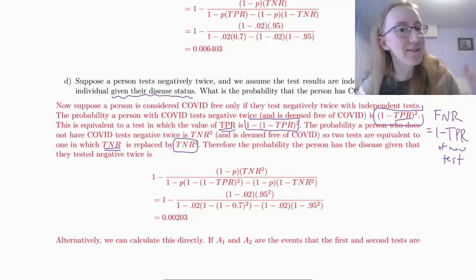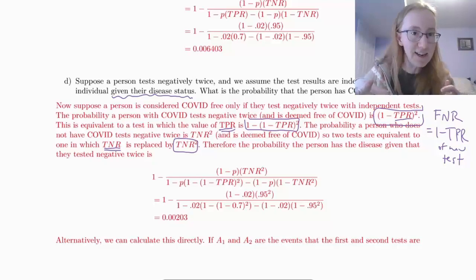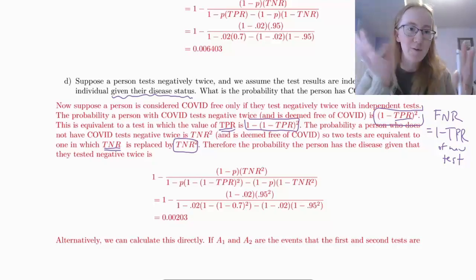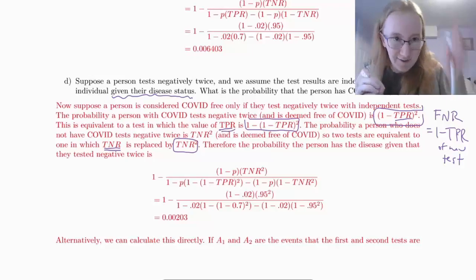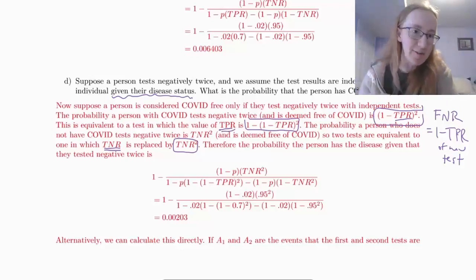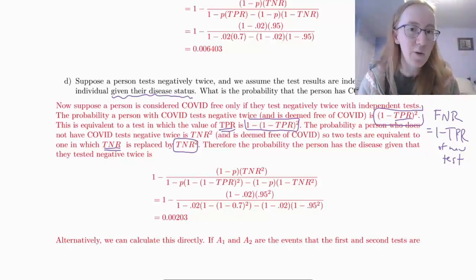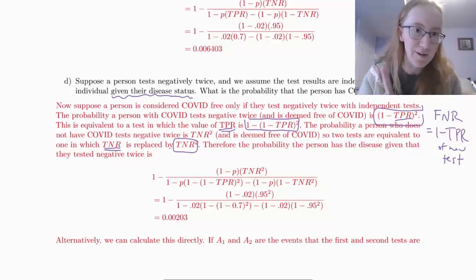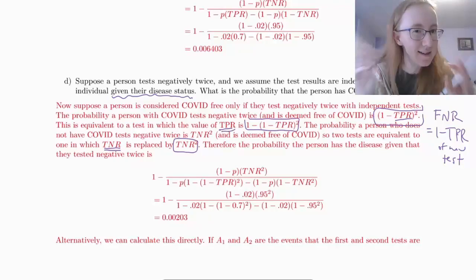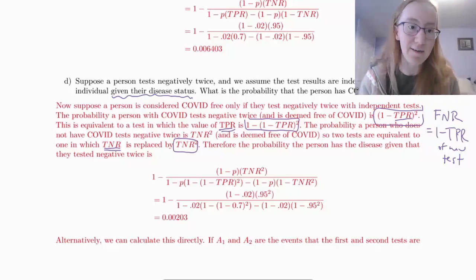Independent given their disease status means if they have COVID, then the probability they test positive twice is the same as given they have COVID testing positive once times given they have COVID testing positive twice. And same thing if they don't have COVID. So if they test positive once, we know that they are more likely to have COVID than if they didn't, and so it makes it more likely that their second test would also be positive. So the tests themselves are not independent. They're definitely not independent because they have different probabilities of occurring given that the person was infected or not infected.